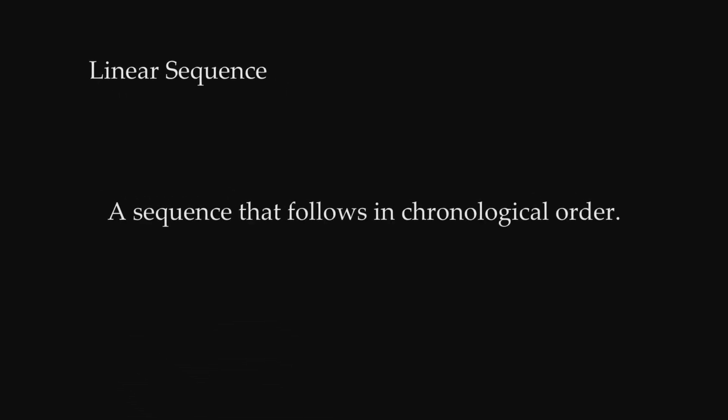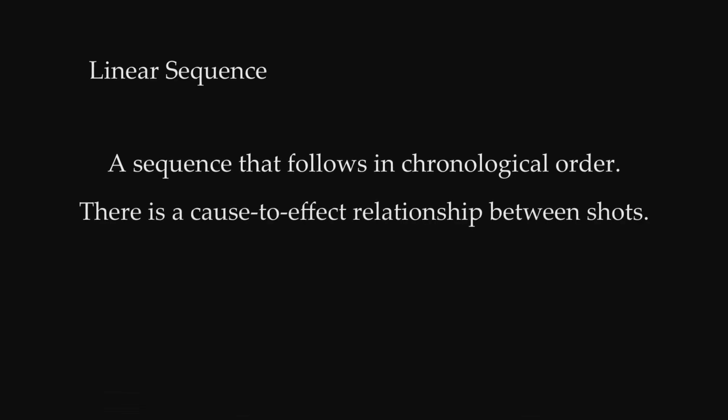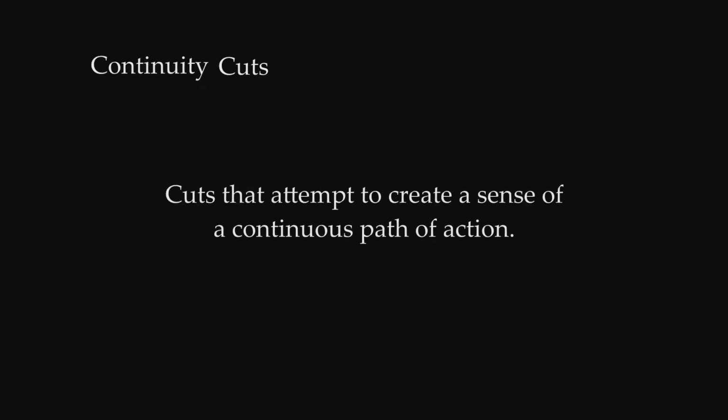We refer to this sequence as a linear sequence. This is because the shots are presented in such a way as to give the impression that they follow the scene in chronological order without any passage of time, and that there appears to be a cause-to-effect relationship between the shots. All of the transitions in this sequence were cuts. We refer to these particular cuts as continuity cuts, because they're intended to create a continuity between shots. Continuity cuts are edited in such a way that you are not intended to be aware of the cuts at all.